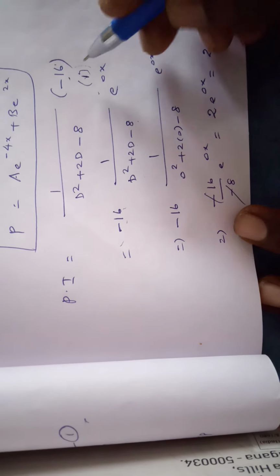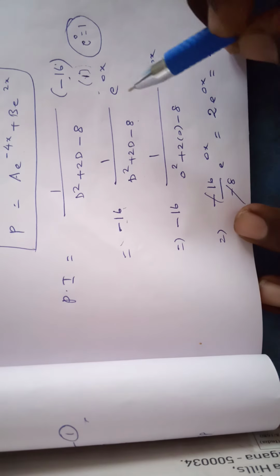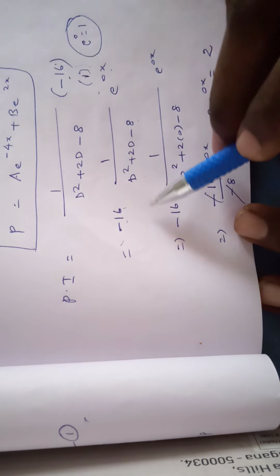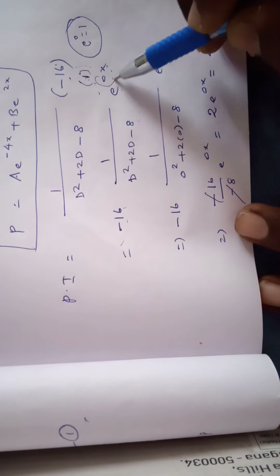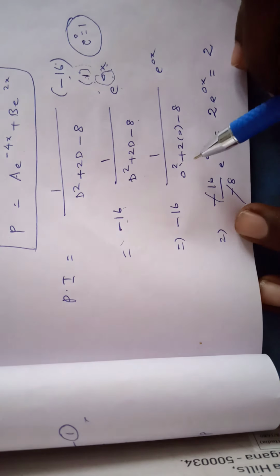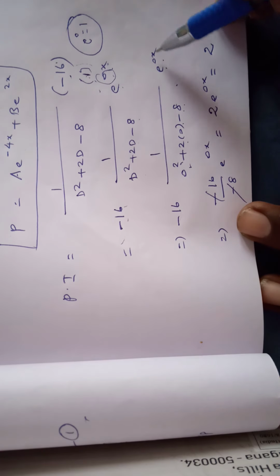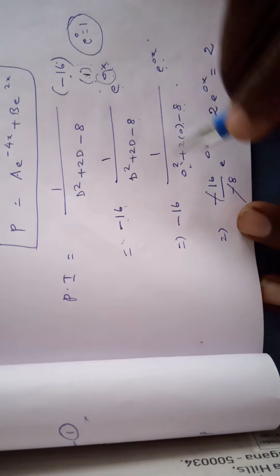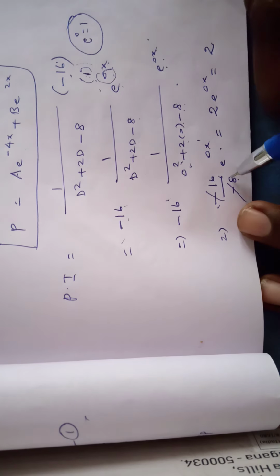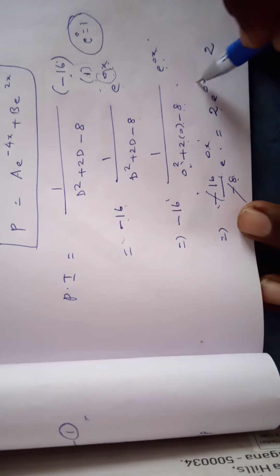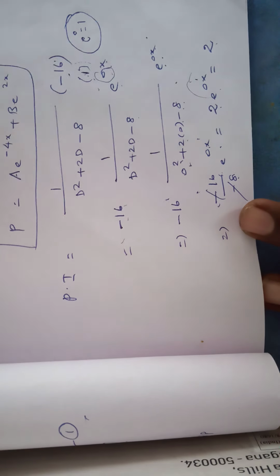Anything to the power 0 is equal to 1, so e^(0x) equals 1. So 1 can be transformed into e^(0x), and D can be replaced by 0. So 0 squared plus 2 times 0 minus 8 times e^(0x). This implies minus 16 by minus 8 times e^(0x). Minus minus cancel, giving 2 e^(0x). Anything to the power 0 is equal to 1, so the value is 2.